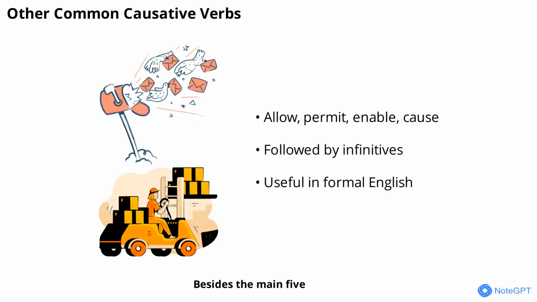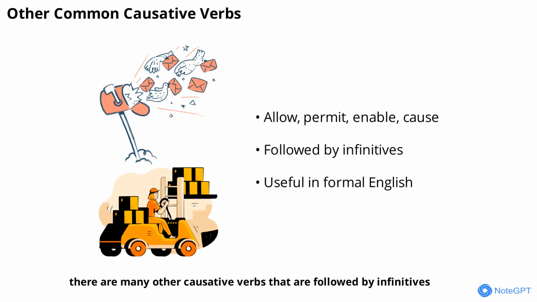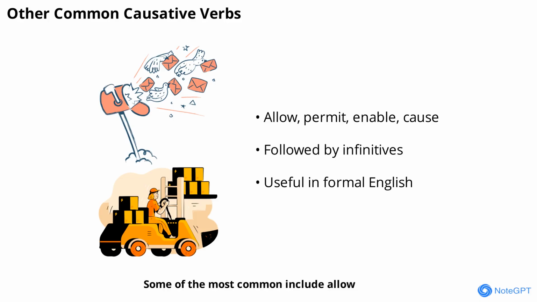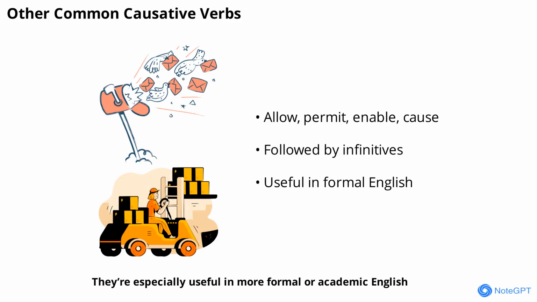Besides the main five, there are many other causative verbs that are followed by infinitives. Some of the most common include allow, permit, enable, cause, lead, force, require, motivate, and convince. For example, please allow me to explain. The inheritance enabled me to travel, and their rivalry motivated her to train harder. These verbs often have more specific meanings, like giving permission, causing, or motivating. They're especially useful in more formal or academic English.